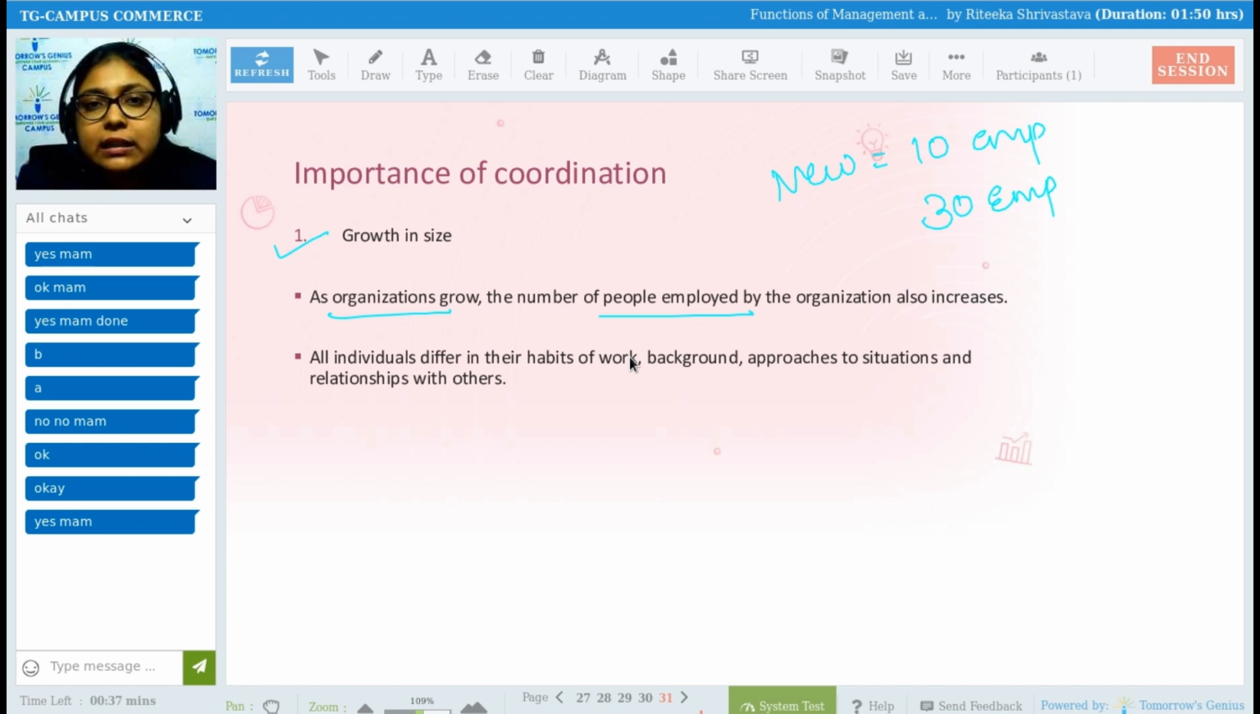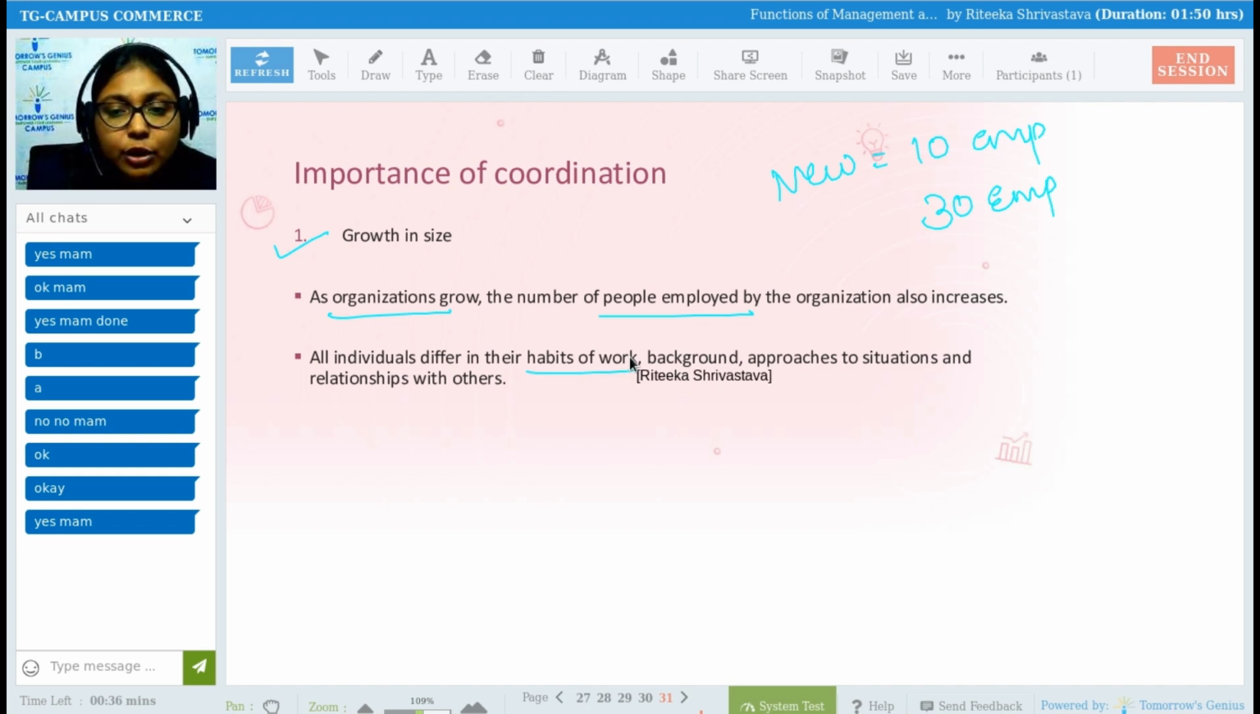When the number of employees increases, that means the number of people is increasing, so the work will increase. The dependency, as we said that everything is interrelated and interdependent on each other, will increase. Everybody has to be cordial with each other because they have to work with each other. That is why coordination helps when the number of employees increases.